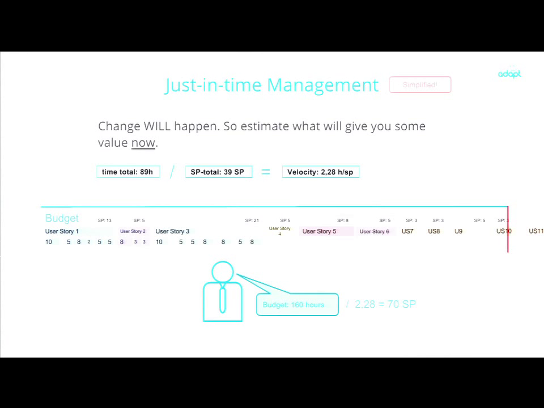So there are only two ways to fix this if the customer comes to tell us we really need this. Okay, there are two things we can do. We can remove a user story here, or we can expand the budget. That's what we can do. So then we start working on the project.